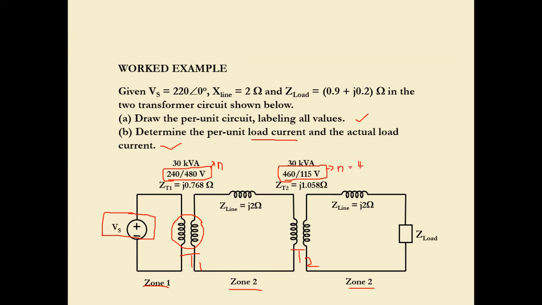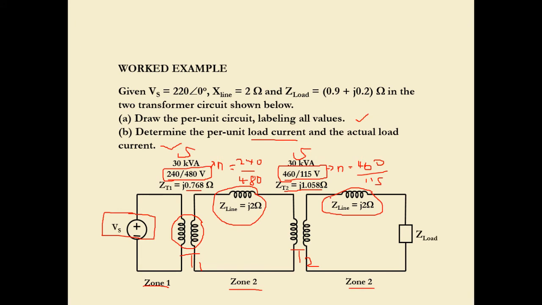This is equal to 460 over 115. I'll calculate the first one: this is 240 over 480. Then the apparent power value S. We have ZT1, the impedance of the first transformer, j0.768, and this is the second transformer impedance, ZT2, j1.058 ohm. This is the line impedance, and the line impedances have identical values.